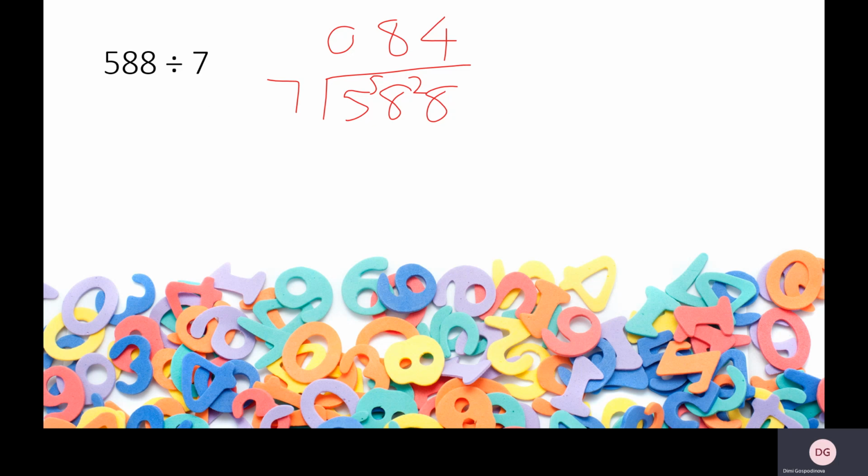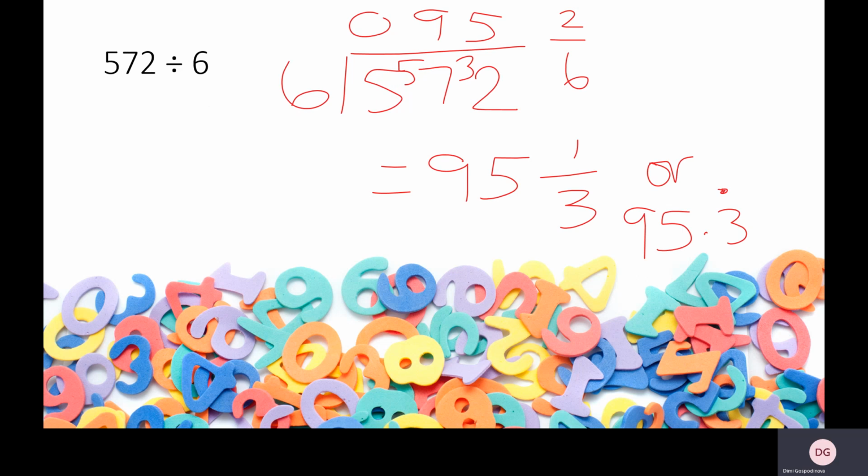How many 7s go into 58? That's 8. 8 times 7 is 56, which means that there are 2 left over from 58. And that's where we record the 2 left over, and we make a new number, 28. How many 7s go into 28? That's 4. This is the bus stop method, or short division also called. And I'll just talk you through this one.